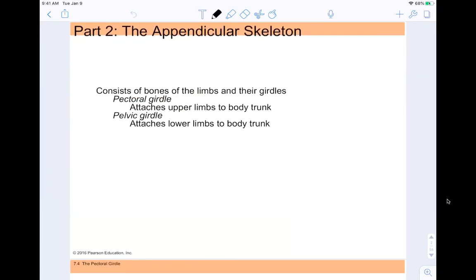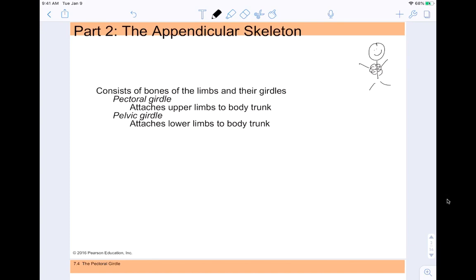Okay, so the appendicular skeleton is talking about your limbs and their girdles, so how they're attached to the body. So remember, previously we did your skull and your spine and then your thoracic cage, which is really your rib cage. Now we're going to be doing your limbs. Okay, so that's what we're focusing on today. The appendicular skeleton focuses on limbs and how they're attached to the body.